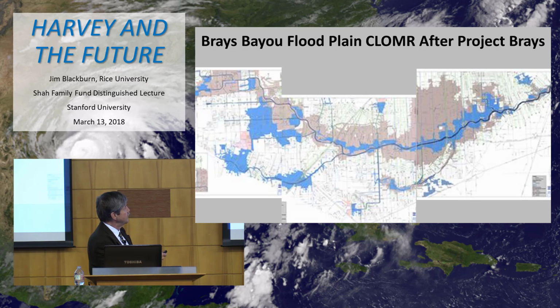This is what's called a CLOMR. This is a conditional letter of map revision that has been prepared to be submitted to the Federal Emergency Management Agency to change the 100-year floodplain map as soon as this work is completed.